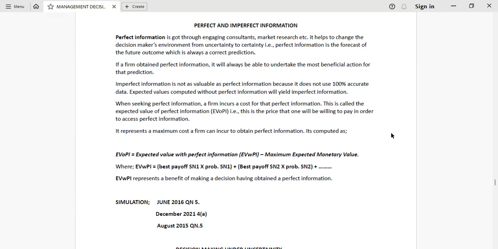So the reason why you are going to pay for classes is because you want to obtain the knowledge that will enable you to pass the exam. And that knowledge that you get, if it helps you to pass the exam, we can say that you have used the perfect information, because you've gotten the right information that has enabled you to pass the exam. So the perfect information is that information that helps to change the environment from uncertainty to certainty.